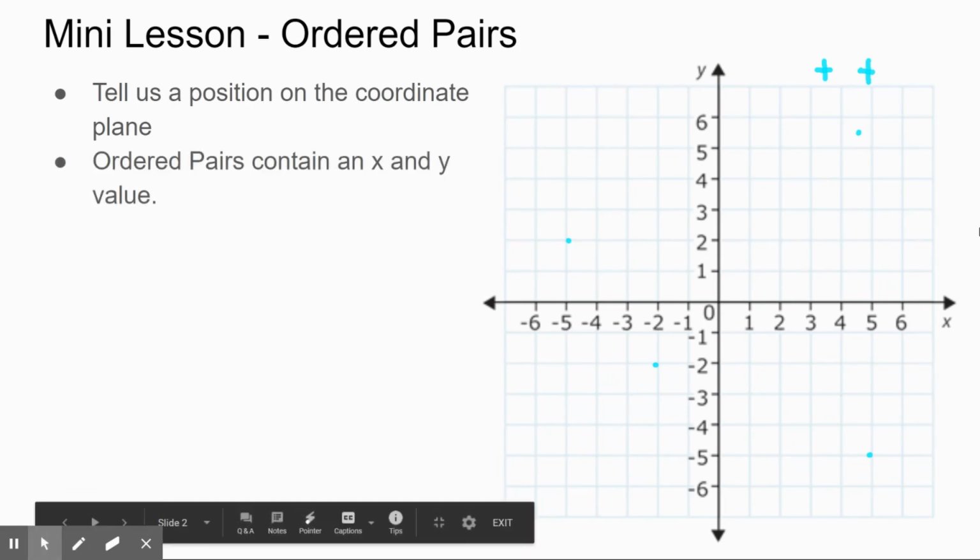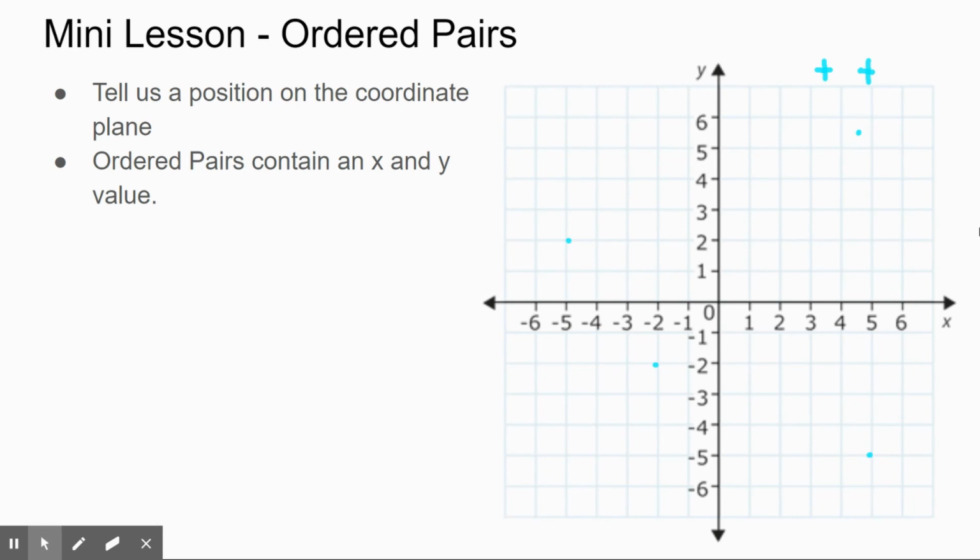But an ordered pair also contains an x and a y value. These are our x and y coordinates. When we write them, we always put our x value first, and we put our y value second. So just to show you what that would look like, you'd have in parentheses x, whatever that is, comma, y, whatever that is. And we'll look at some actual examples that will go on our coordinate plane in a second.